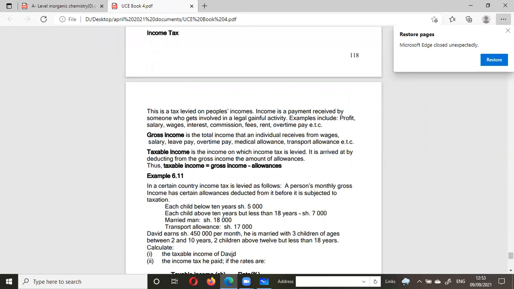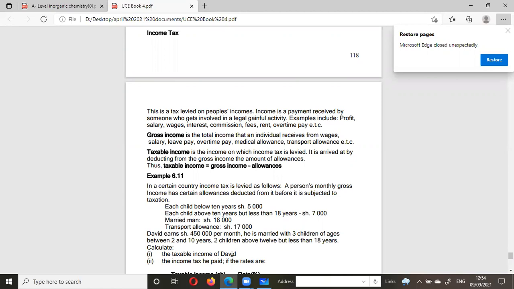So I've said the income tax. This is the tax levied. When they say levied, what do they mean? Levied is what you collect from people, on people's income. People's income means what you earn, and you must give something to the government.